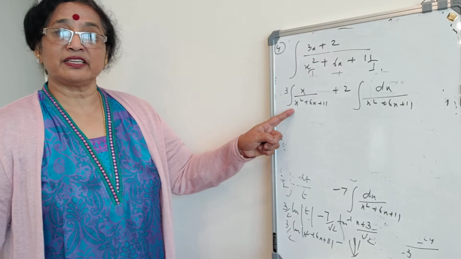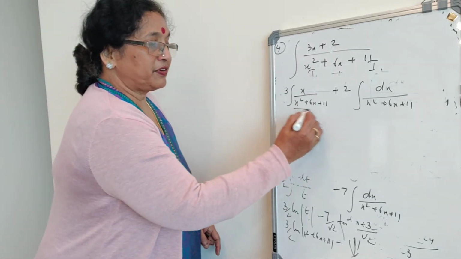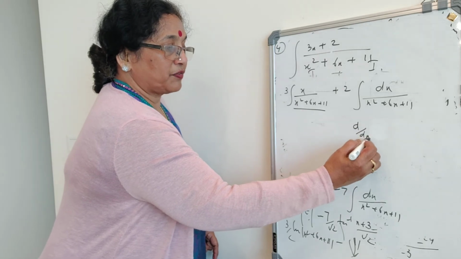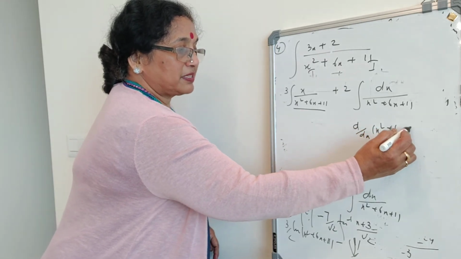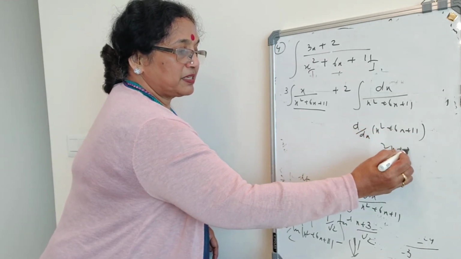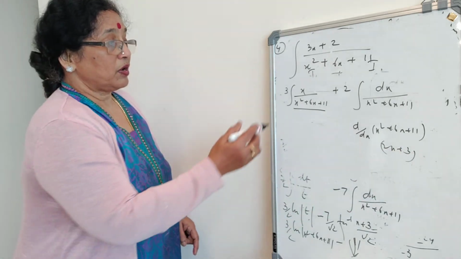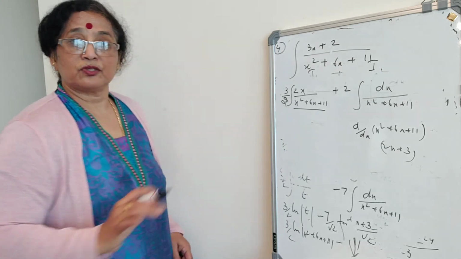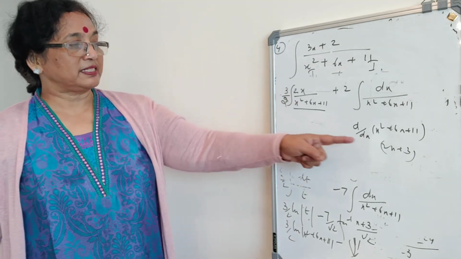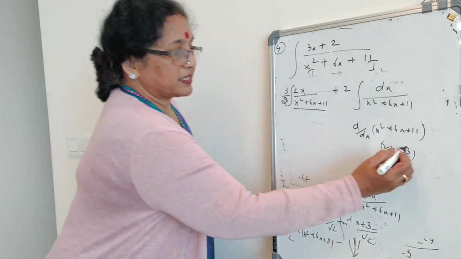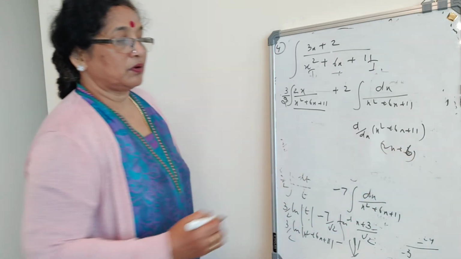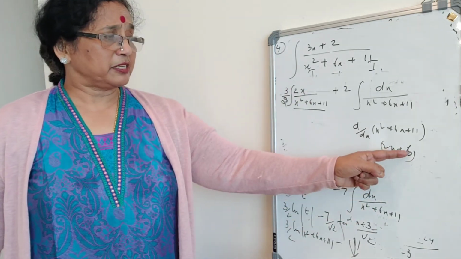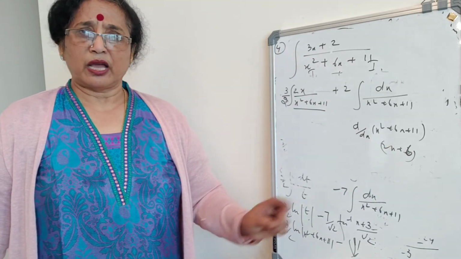Just take this and find the differentiation. Differentiation of x square plus 6x plus 11 is simply 2x plus 6. So I want a 2x, put a 2 and divide by 2. If you simplify, I got the same answer. Okay, you can also take x plus 3, no problem. You can take x plus 3 and I don't need the 2.